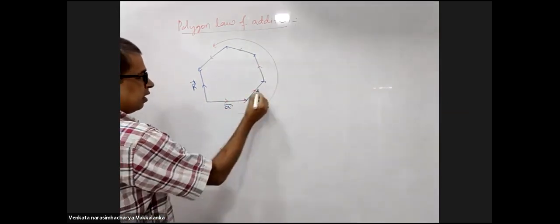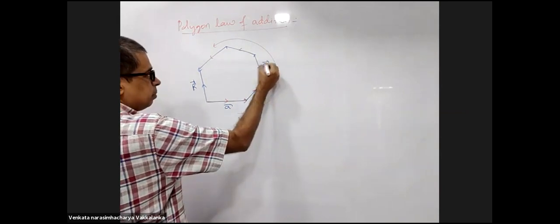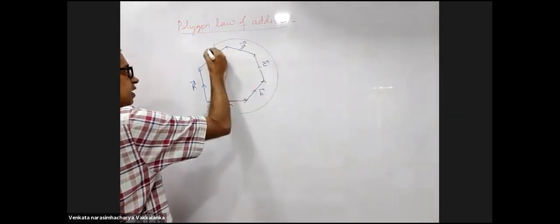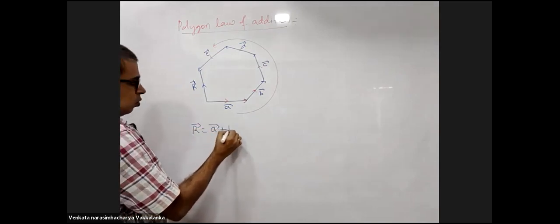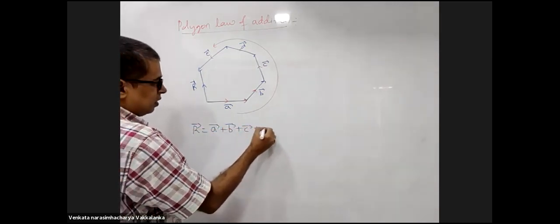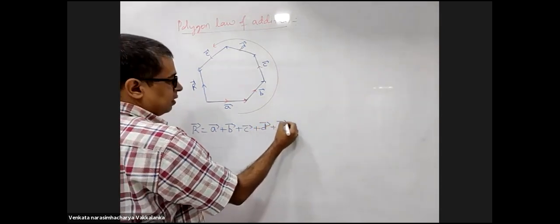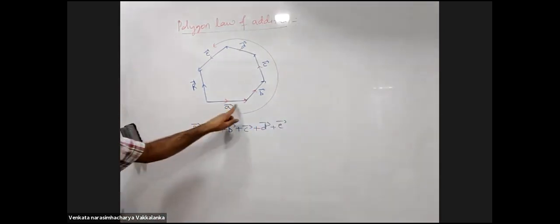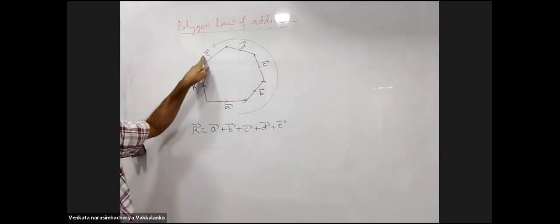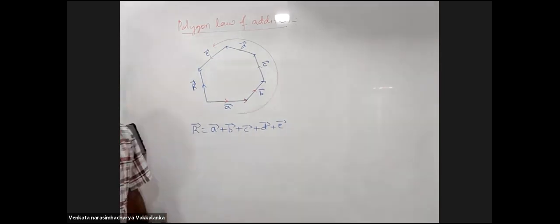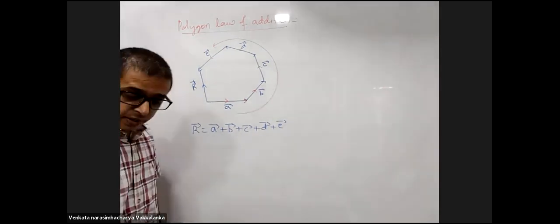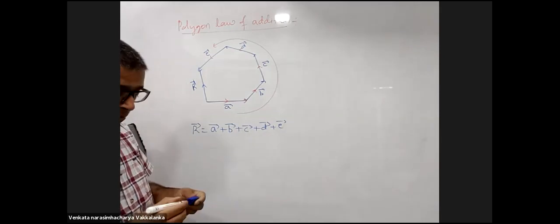Right? Call this vector A, call this vector B, C, D, E. You are claiming that R is equal to A plus B plus C plus D plus E. This is your claim. If n vectors are represented as n sides of a polygon taken in one order, closing side of the polygon taken in the reverse order is the resultant. Prove it. This is the proof.